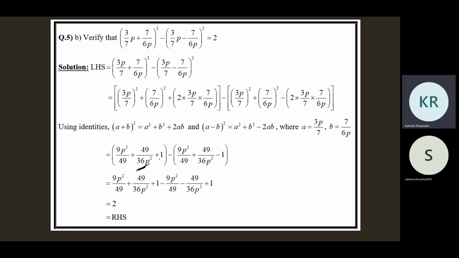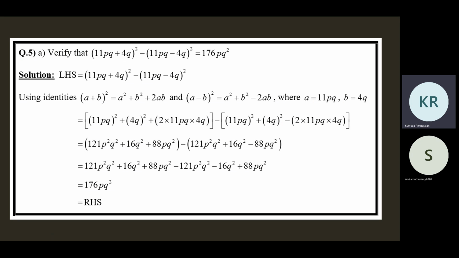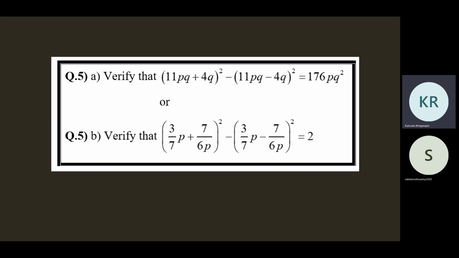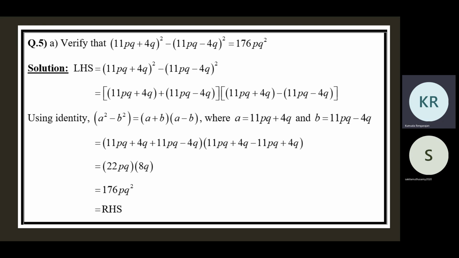So this is what you get in the first bracket, and this one in the second bracket. There's a minus here. So when you open the bracket, the signs change in the second bracket. And it gets cancelled, 1 plus 1 is 2, which is the RHS. Correct? Yes, ma'am. Understand your mistakes? Yes, ma'am. So this again is for 3 marks.